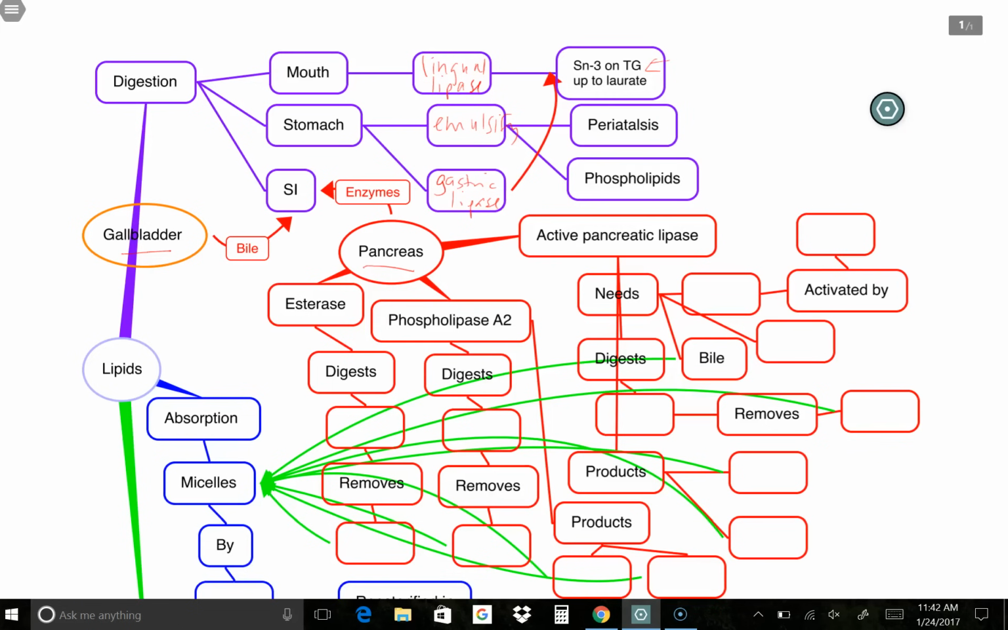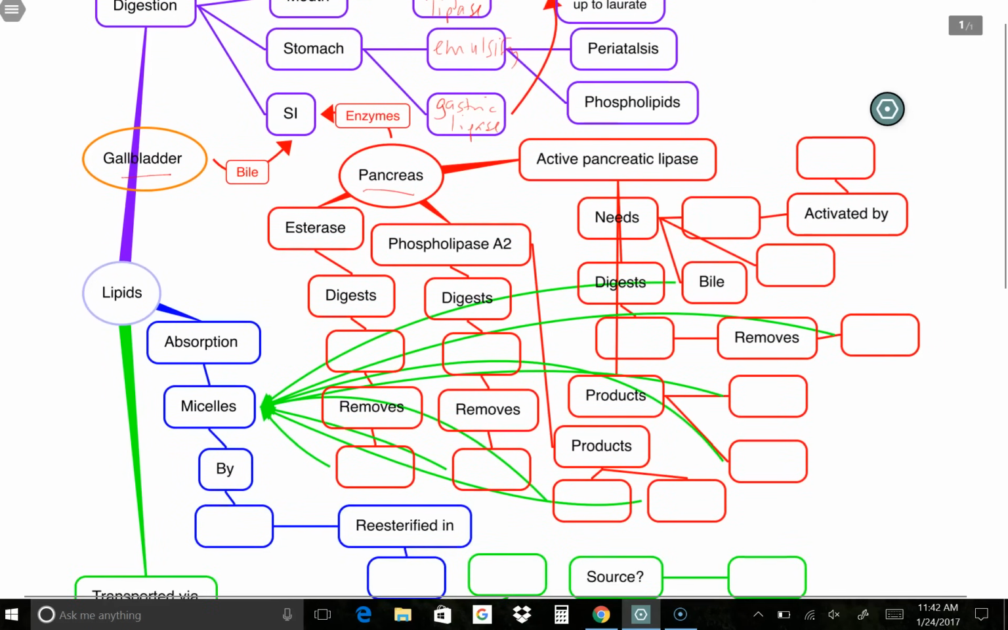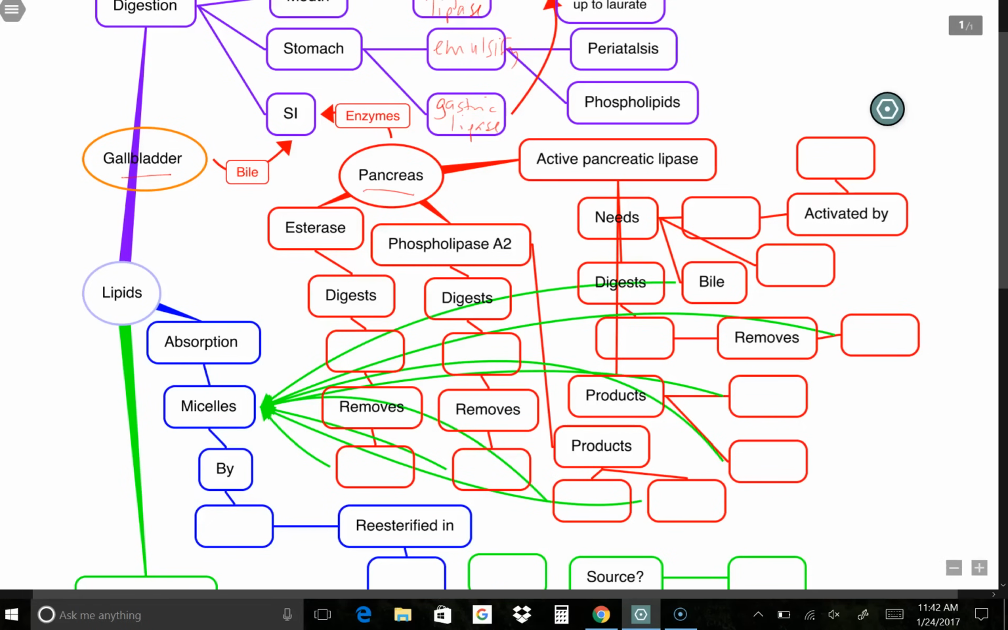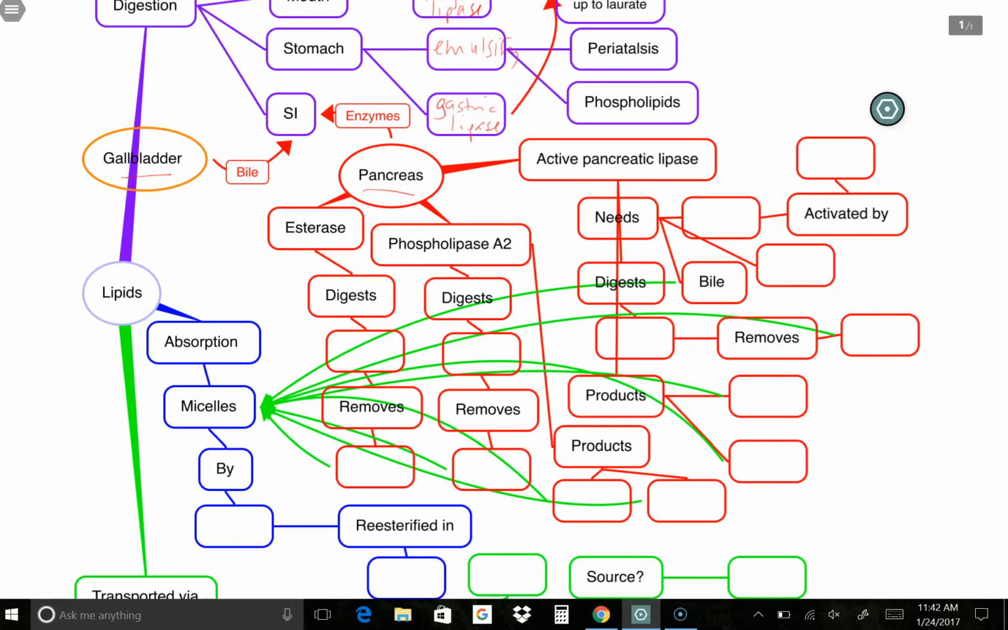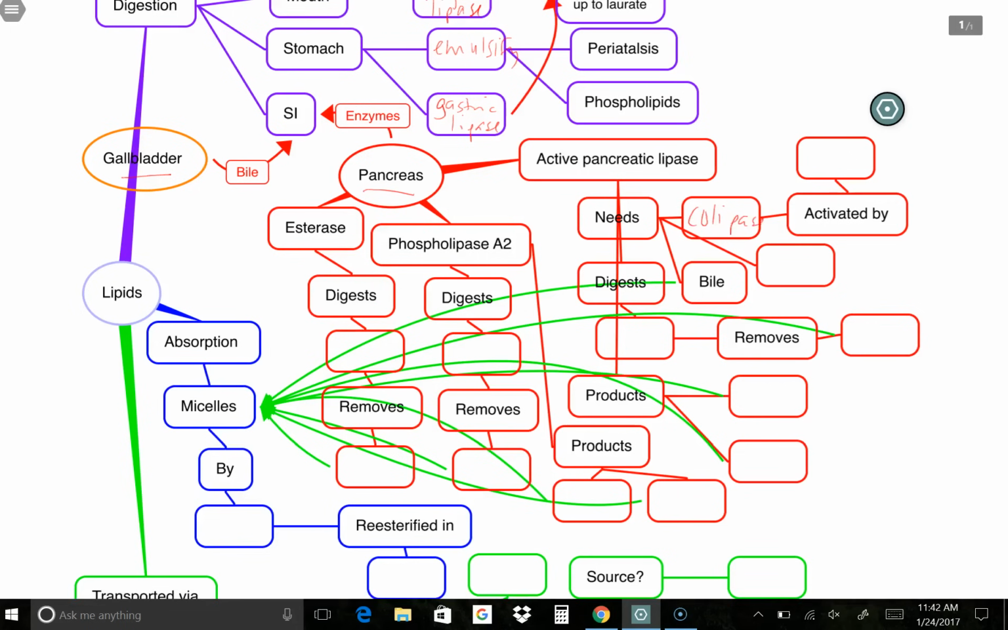That lipid digestion mostly happens in the small intestine, but it is due to those pancreatic enzymes. So if someone has pancreatic dysfunction, it's usually going to manifest as inadequate lipid digestion or lipid malabsorption. So some of the enzymes that we have secreted from the pancreas include active pancreatic lipase. In order for pancreatic lipase to become active, because it's secreted in the inactive form, we need a couple different things. We need colipase, which is secreted in the inactive form as procolipase.